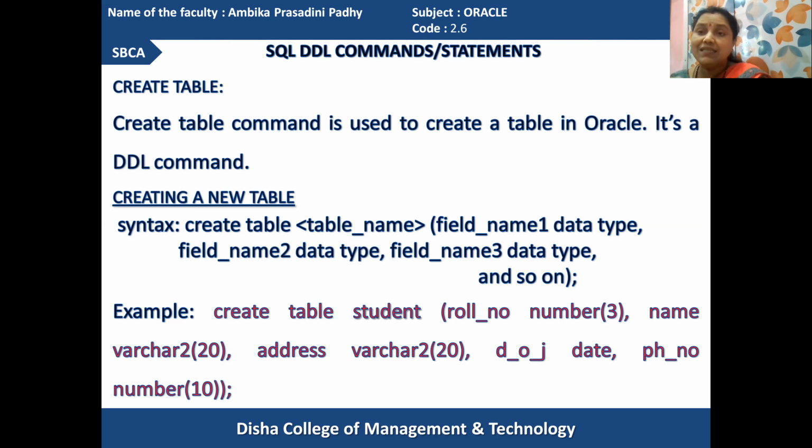When you mention its size as 3, it can contain 3 digits inside. A 3-digit number can be stored here. Understood? If you mention the name as varchar2 20, it means the varchar2 data type field can contain 20 characters to store the name. Similarly, for address, you can mention 20 characters of varchar2 type.